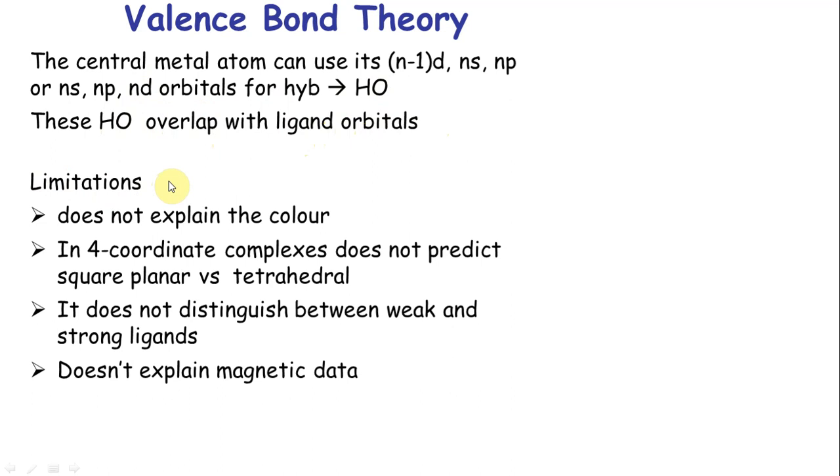There are serious limitations of valence bond theory. Although it holds its merit, there are a couple of limitations that are extremely important and do come as NEET questions. It does not explain the color. As much as it tells about hybrid orbitals, it doesn't tell why some compounds are colored and some are not. Same with the last point, it doesn't explain magnetic data, why some are magnetic while some are not.